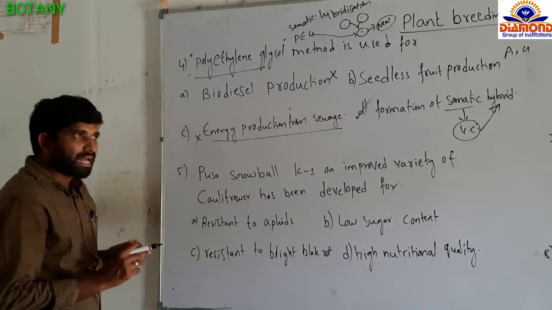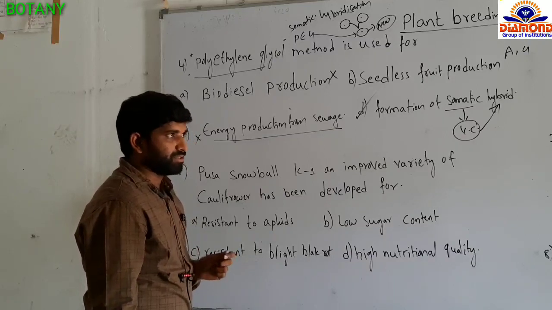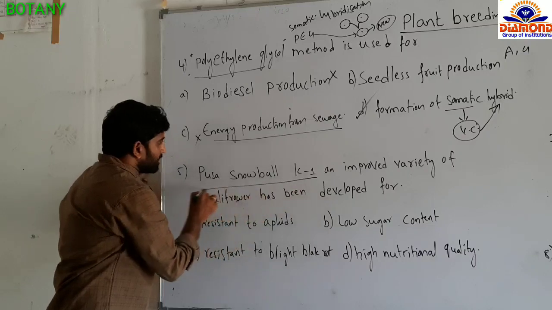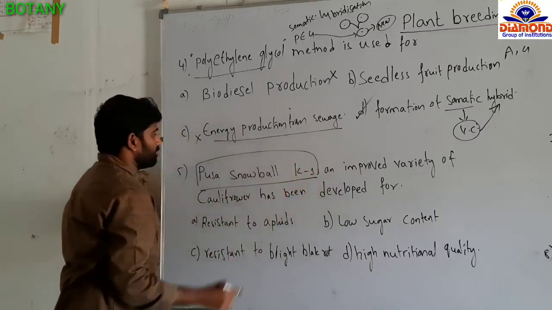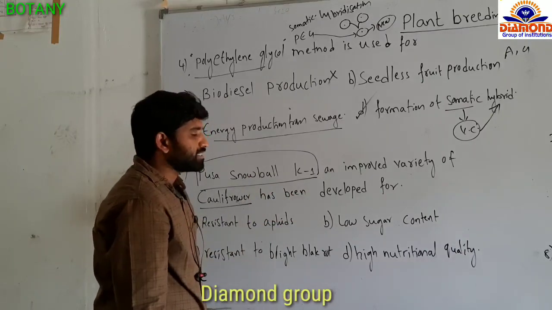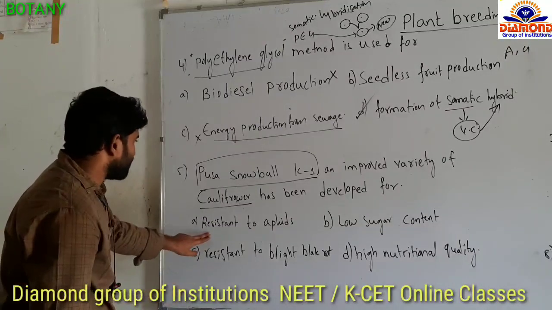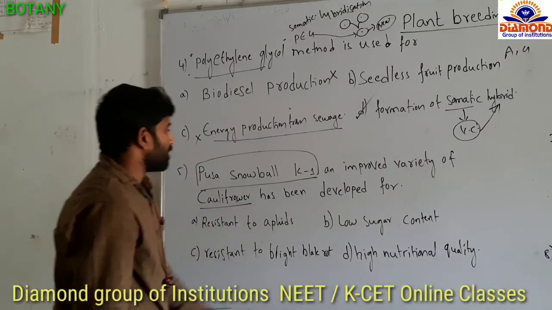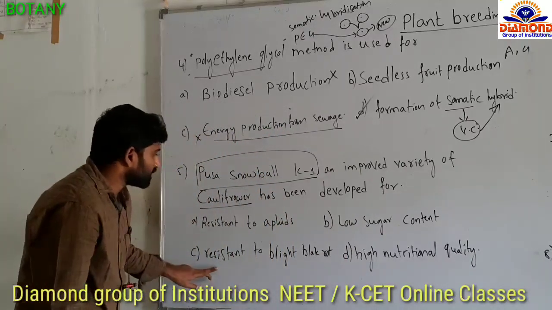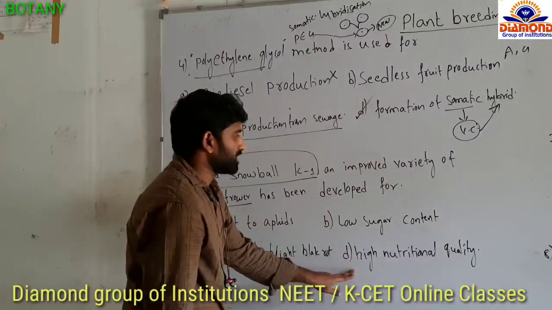Next question: Pusa Snowball K1, an improved variety of cauliflower, has been developed. In plant breeding, some disease-resistant varieties are being developed. Pusa Snowball K1, one variety of cauliflower, has been developed for resistance to what? Options are: A, resistant to aphids; B, low sugar content; C, resistant to blight, black spot; and D, high nutrient crop.